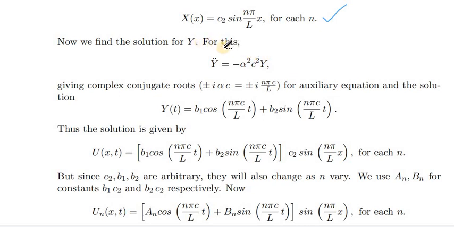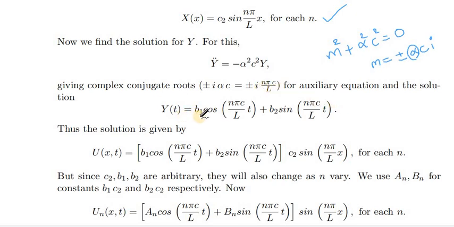Now for getting the solution for Y, we consider the second ordinary differential equation, that is Y double dot by c square Y equal to minus alpha square, or Y double dot is equal to minus alpha square c square Y. So the auxiliary equation becomes m square plus alpha square c square equal to 0. So the roots of the auxiliary equation are plus or minus root of alpha square c square i. So alpha c i. What is alpha? Alpha is nothing but n pi by L, right? So the auxiliary equation's roots are going to be plus or minus i n pi by L c.